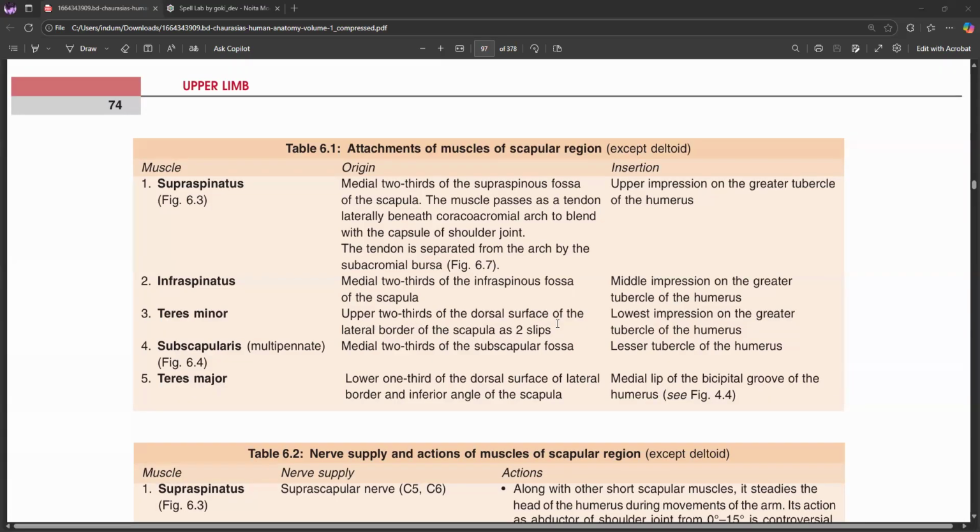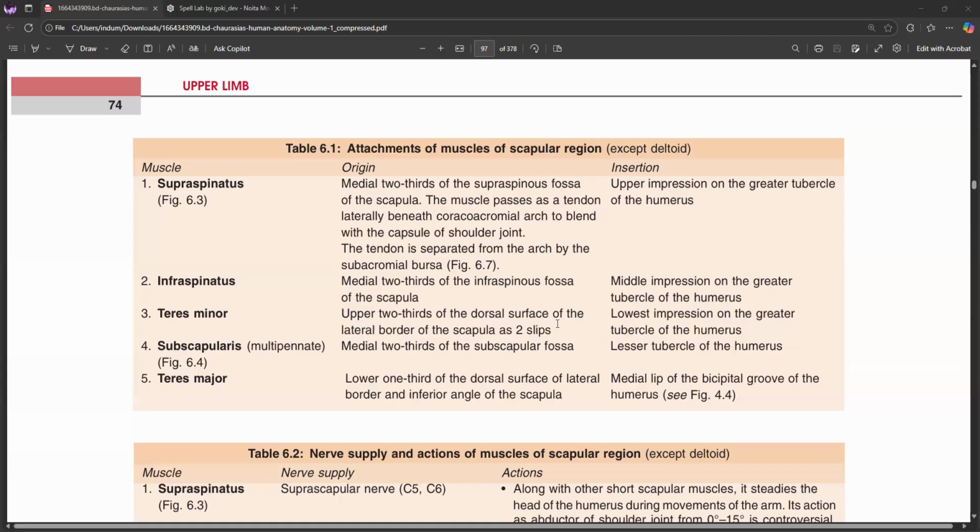Number 2. Infraspinatus. Origin. Medial 2/3 of the infraspinous fossa of the scapula. Insertion. Middle impression on the greater tubercle of the humerus. Number 3. Teres minor. Origin. Upper 2/3 of the dorsal surface of the lateral border of the scapula as 2 slips. Insertion. Lowest impression on the greater tubercle of the humerus. Number 4. Subscapularis, multipinnate, figure 6.4. Origin. Medial 2/3 of the subscapular fossa. Insertion. Lesser tubercle of the humerus.